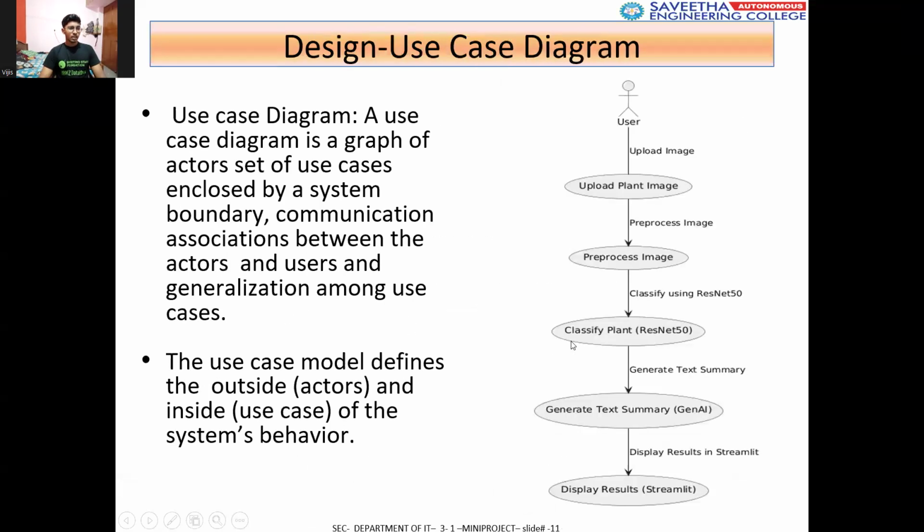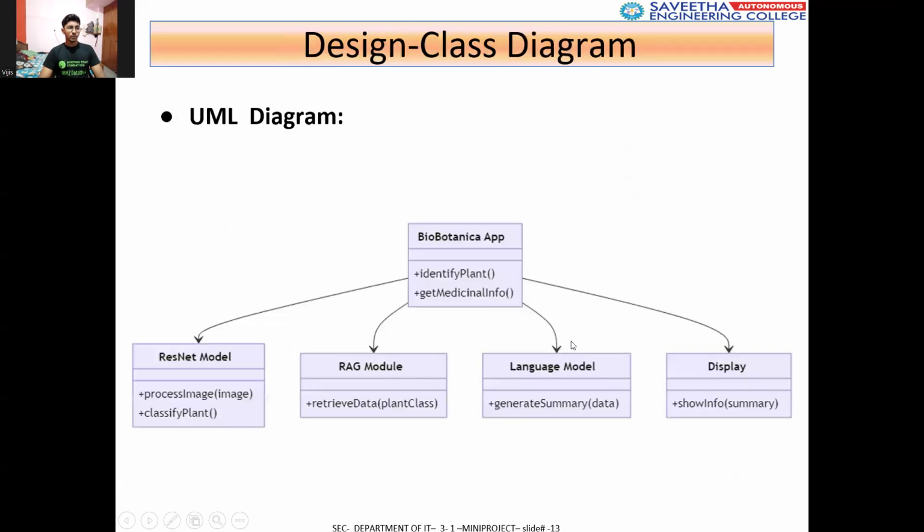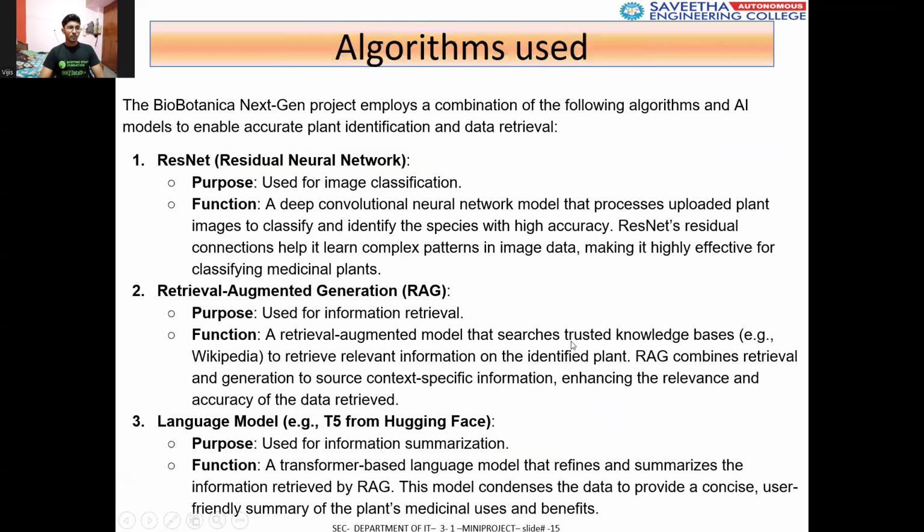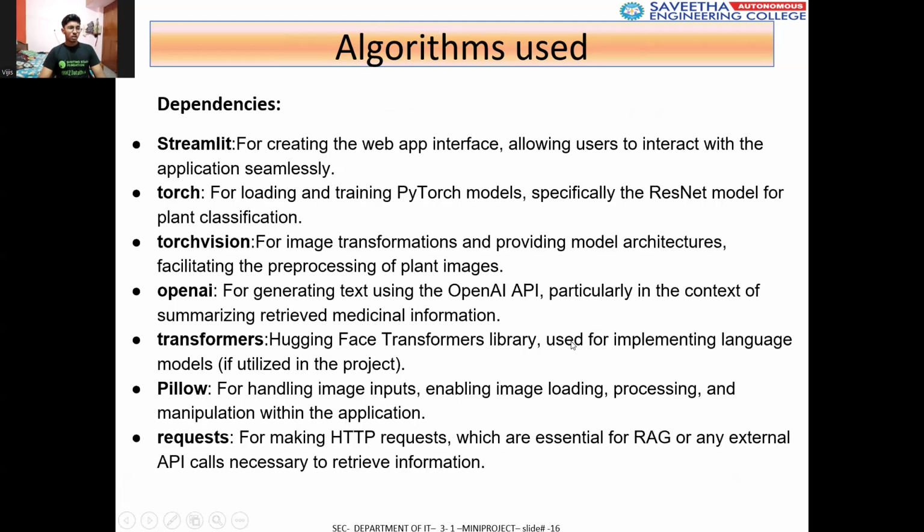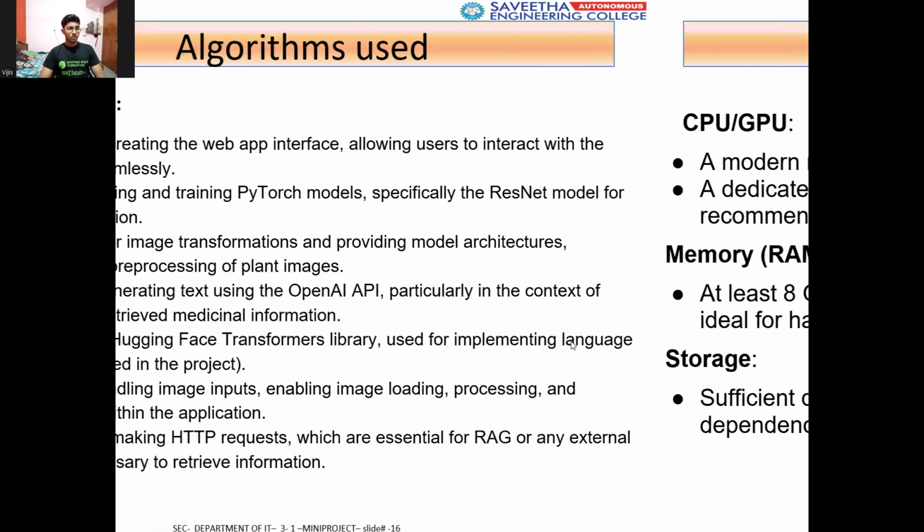Next are the use case diagram, the class diagram, and the sequence diagram. The algorithms we use are ResNet and Retrieval-Augmented Generation, and the language model we use is from Hugging Face. The dependencies are Torch, Torchvision, OpenAI, Transformers, Pillow, and Requests.